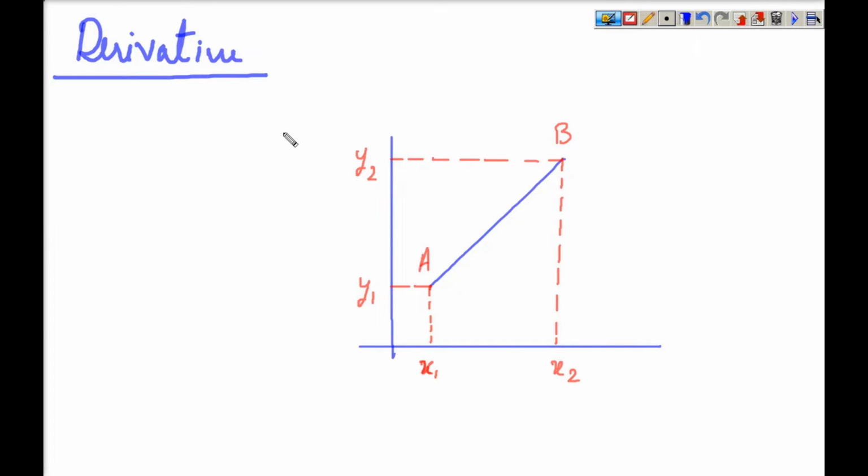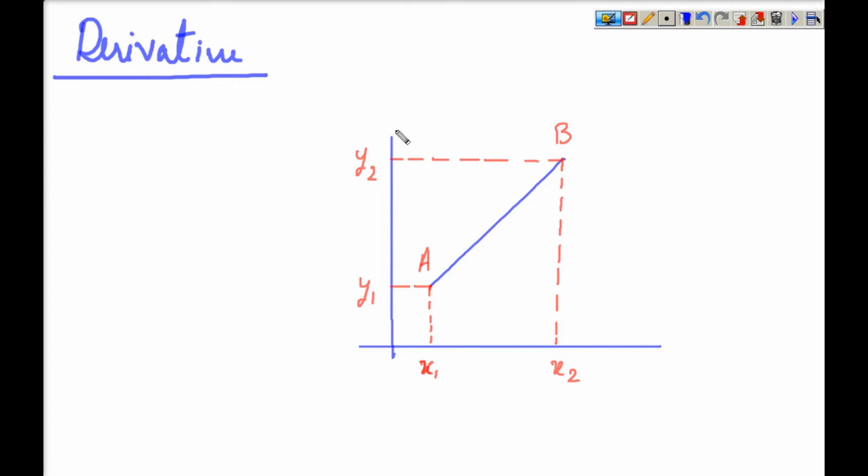So today we are going to start a new topic, that is derivatives of a function. In the previous videos I was talking about limits. In today's video we'll start about derivatives. So first let's understand the slope of a line. Before we go on to derivatives, let's understand the slope of a straight line.